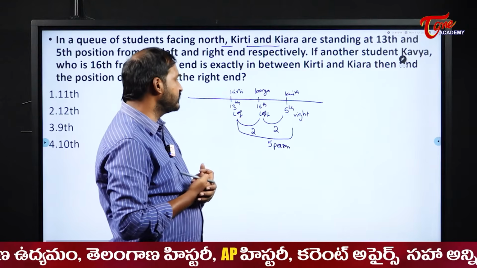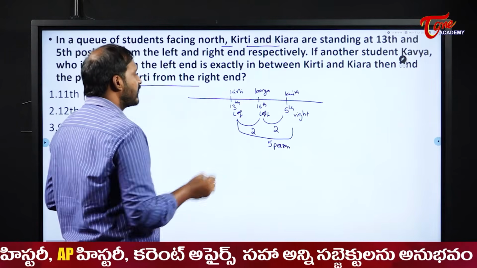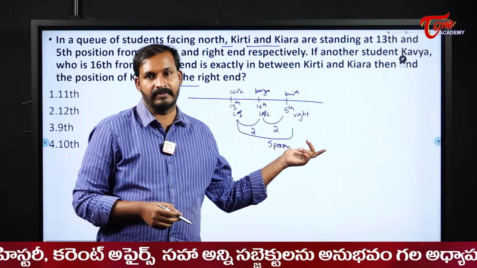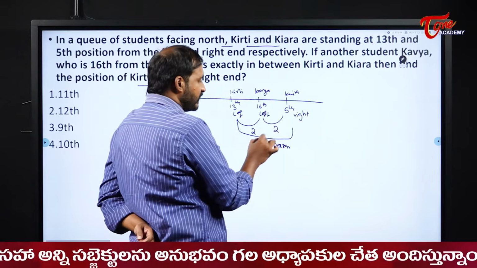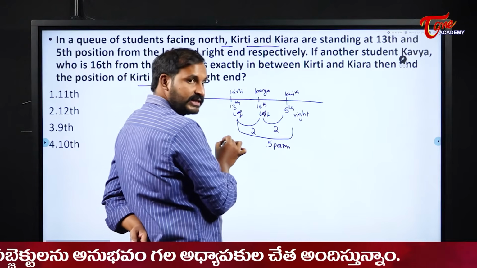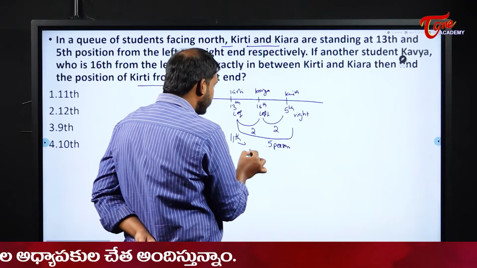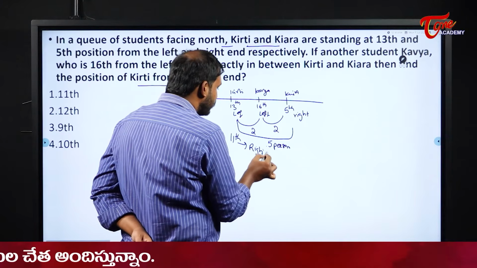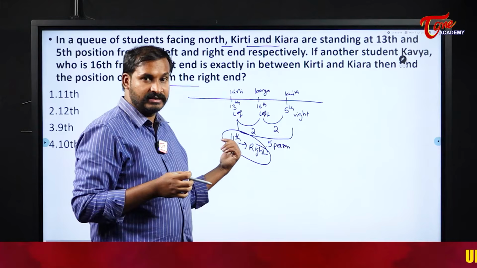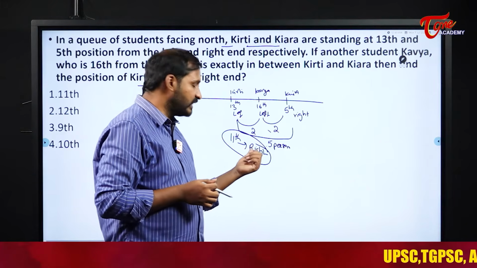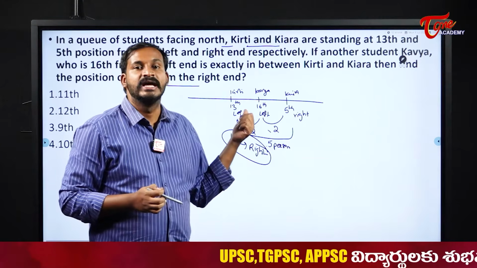Now tell me, they are asking for the position of Kirti from the right hand, not from the left hand. See here, Kaira is 5th, plus 5 is 10, and plus 1 for Kirti. So her position will become 11th from right. See here, students, don't simply add plus 5, but also add plus 1. Just as you subtracted minus 1 earlier, here you should definitely add plus 1. Then only write the position of Kirti from the right side.